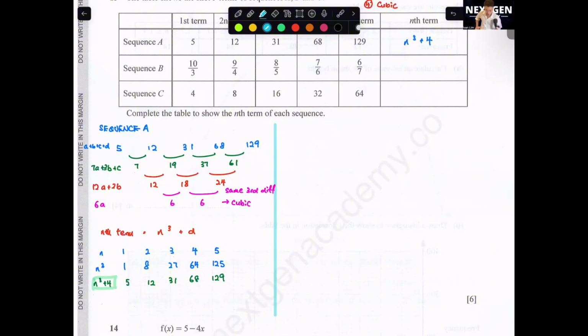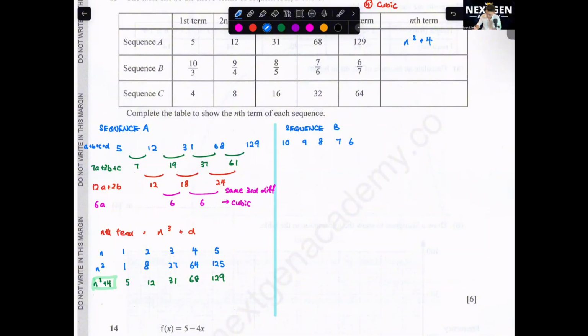Okay, let's look at question, sequence B. Normally for a fraction, the top has one sequence, the bottom has one sequence. So you look here, 10, 9, 8, 7, 6, and 3, 4, 5, 6, 7. So for sequence B, this is a linear sequence on top and on the bottom. Let's do the numerator first. 10, 9, 8, 7, and 6.